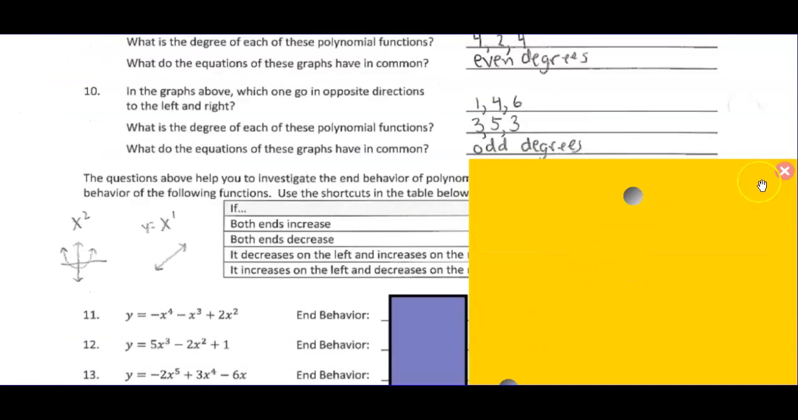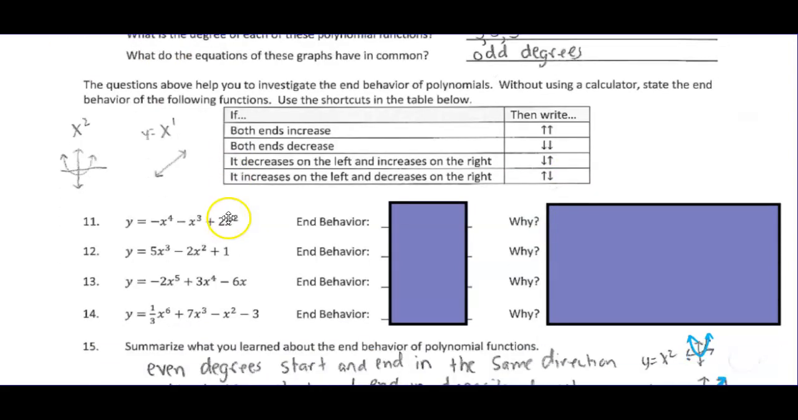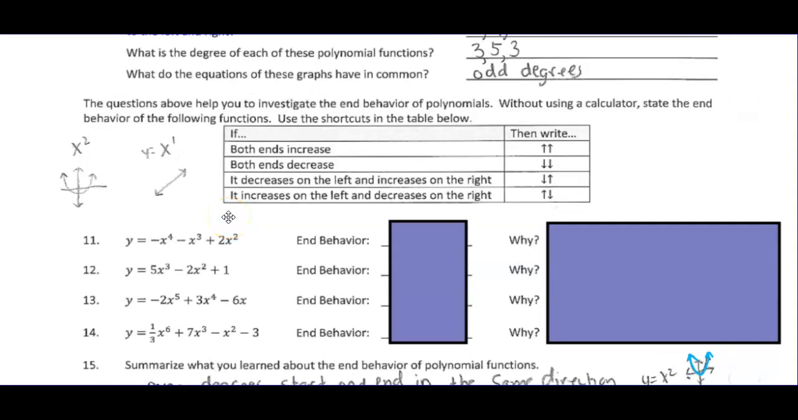So to summarize that, what we can say is if both ends increase, it's going to be an up, up arrow just to indicate that. Both ends decrease, it's going to be down, down, and then we have one of each for the other two types. All right, and then we'll finish with numbers 11 through 15. Try each of these, pause here, and then you can come back and check.